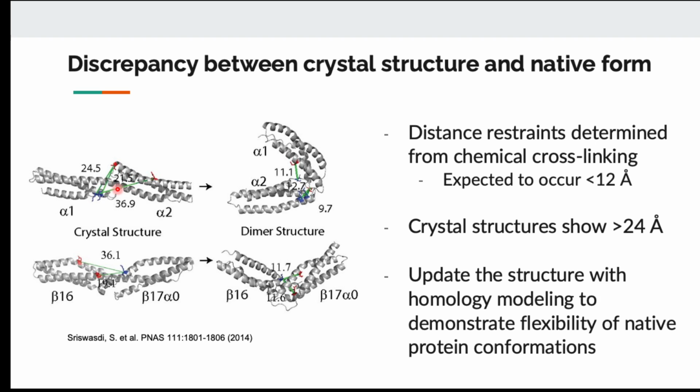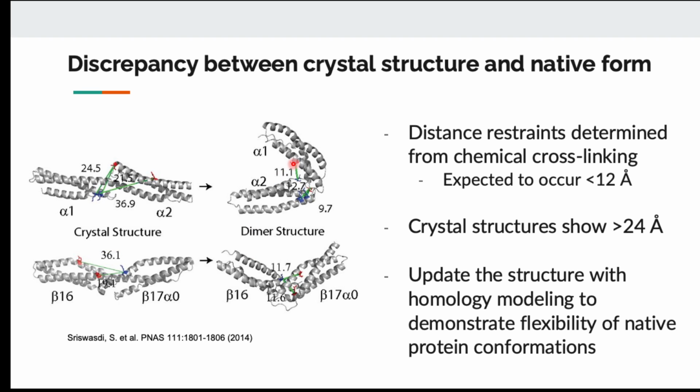But when we performed chemical cross-linking on this protein, we found chemical cross-linking or interaction between these residues. And because chemical cross-linking only occurs when the two residues are near each other, in this case, they should be within 12 angstroms from each other. But the crystal structure shows that these residues are 24.5, 36.9, like 36.1 angstroms from each other. So this already tells us that the crystal structure is not correct. Inside the cell, the protein adopts a different structure.